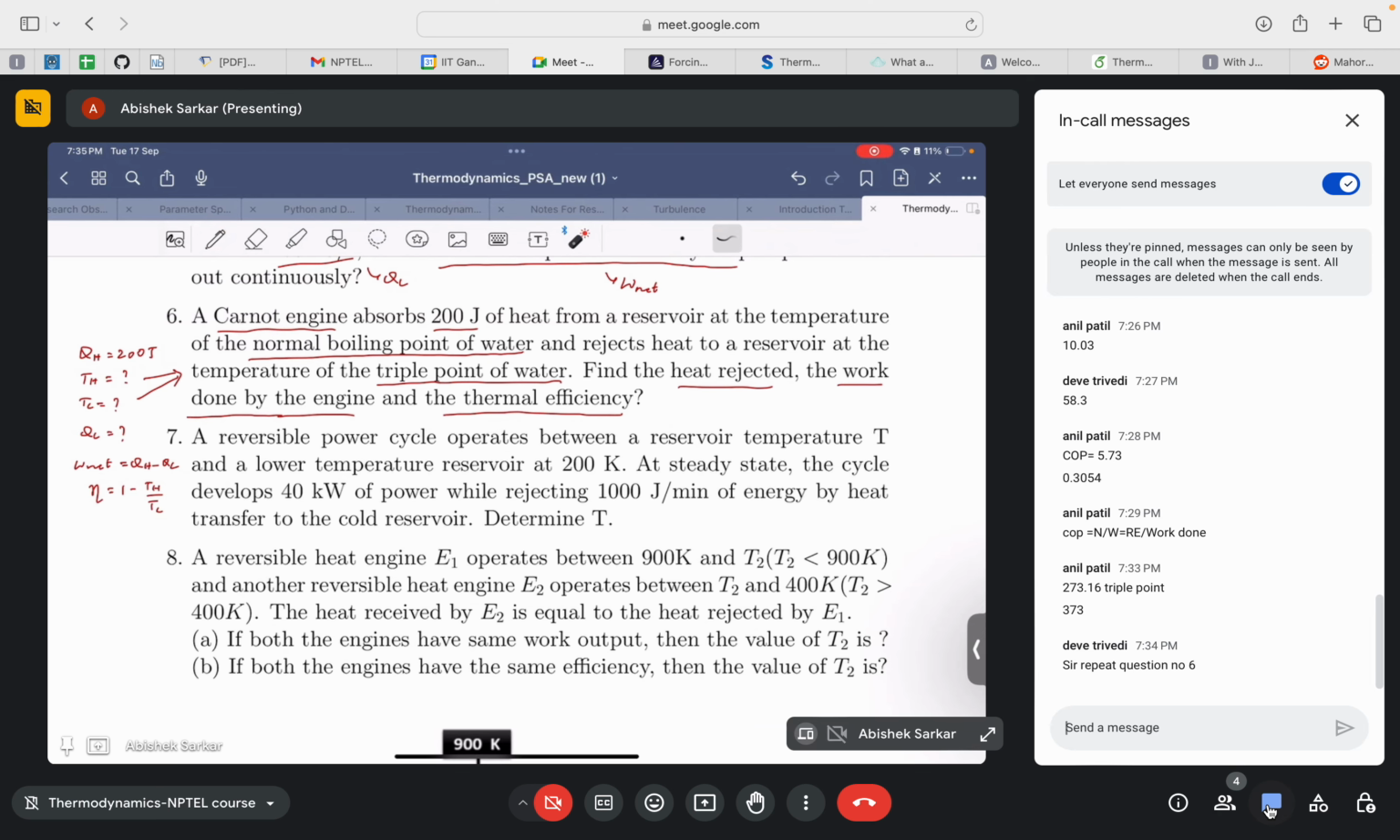Anil has already mentioned that, yes, exactly, both are correct: the triple point is 273.16 Kelvin, and the boiling point is 373 Kelvin. Since you already know TH and TL now, you can find the thermal efficiency. Once you find the thermal efficiency, you can easily find the net work done, and from that you can find QL, the net heat rejected, and everything is found out.